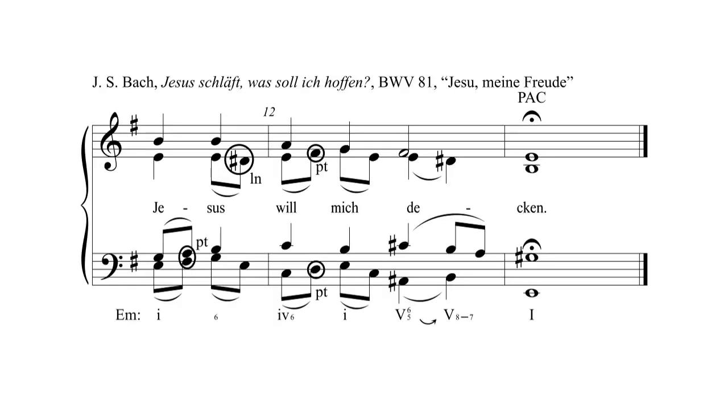This chorale by Bach is in E minor, but the final tonic chord is E major. The major I chord is borrowed from the parallel major. When a composition in minor ends with a major tonic triad, the final chord is called a Picardy third.